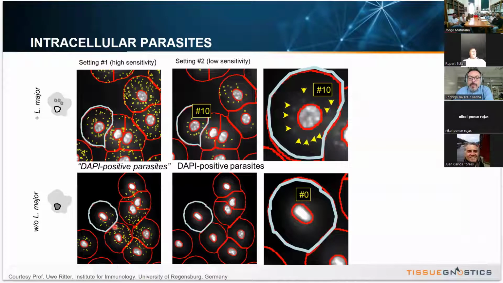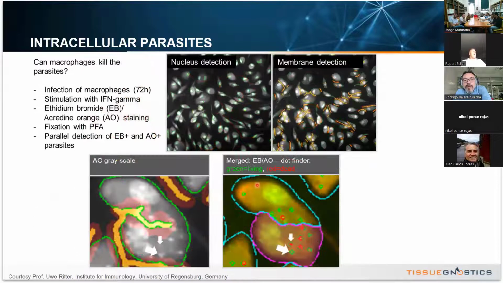The algorithm, of course, does not know what is a parasite. So we have to determine or support the algorithm in finding a threshold. So this is the control population without Leishmania major. All the dots here would be false positive. So we set the sensitivity of the algorithm in a way that it doesn't find anything, and apply the same setting to the other sample. And then we get a nice detection of parasites per cell.